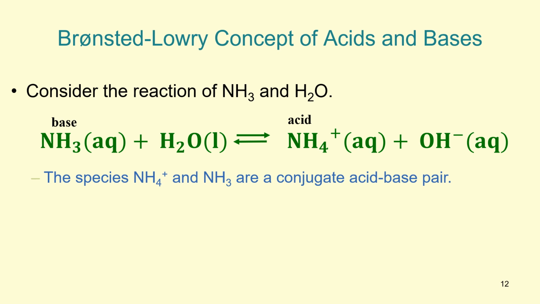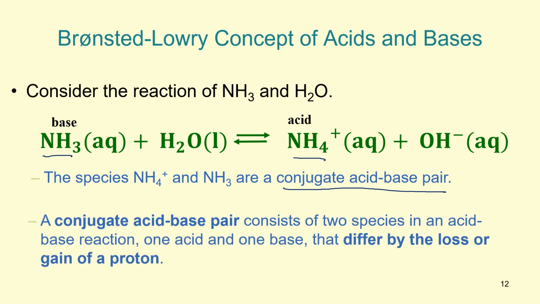And when you look, NH3 is the base, NH4+ is the acid. They are called conjugates of each other. They are a conjugate acid-base pair. And a conjugate acid-base pair are a pair of compounds that only differ by an H+. So in this case, NH3 is the base, and then NH4+, which has gained the H+, is now the acid. So they are acid-base pairs.